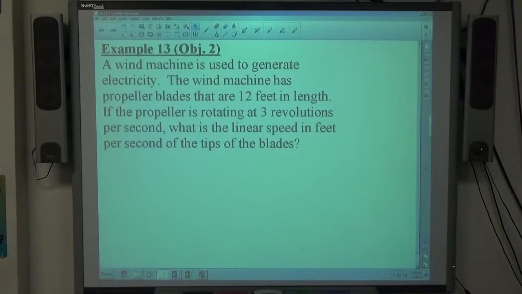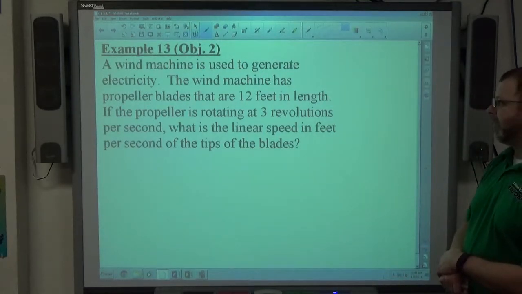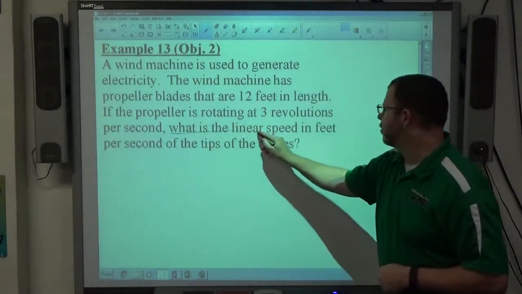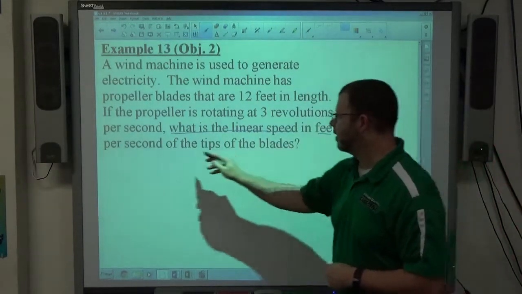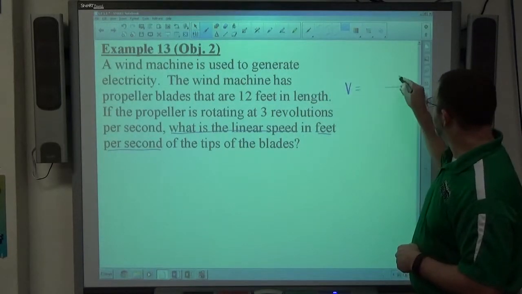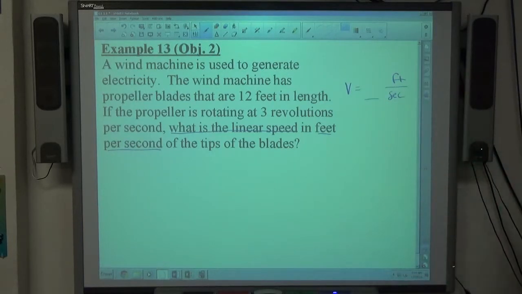So a wind machine is used to generate electricity. The wind machine has propeller blades that are 12 feet in length. If the propeller is rotating at 3 revolutions per second, what's the linear speed in feet per second of the tips of the blade? So the question: what is the linear speed in feet per second? That's our goal. So V is what we're looking for, and we're looking for a unit of feet per second. So that's the first place I'll look here.